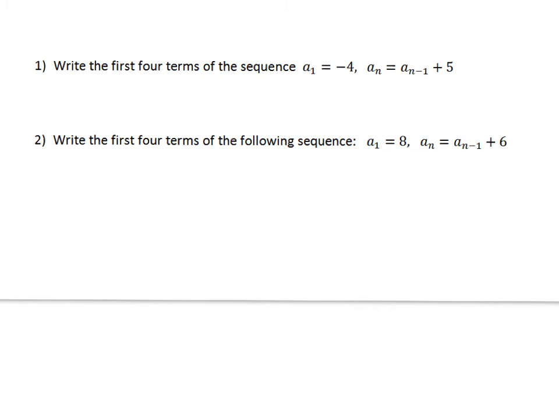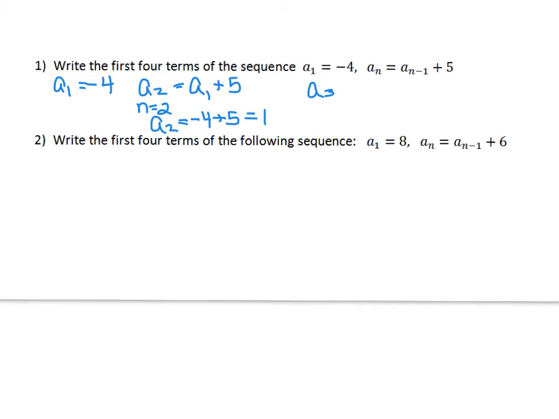So if I have that A1 is equal to -4, then to find A2, that means that right now n is equal to 2. I'm going to use the formula A2 is equal to A n minus 1, 2 minus 1 is 1, plus 5. So that means that A2 must be equal to the term that I already have, -4 plus 5, and that's equal to 1. Let's go to the next term.